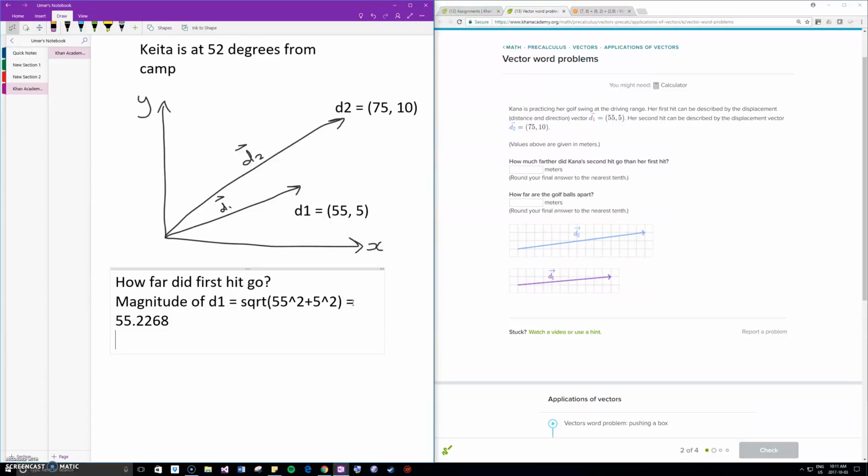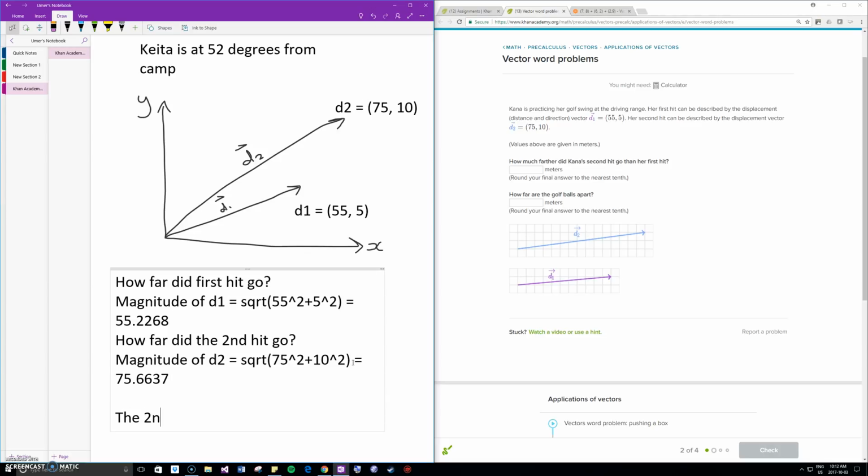How far did the second hit go? That's basically the magnitude of the other vector. That's d2. So square root of 75 squared plus 10 squared, all square rooted. There we go. 75.6637 meters.